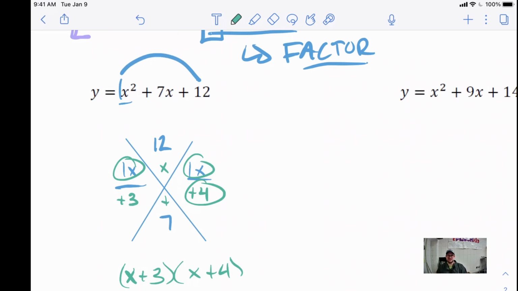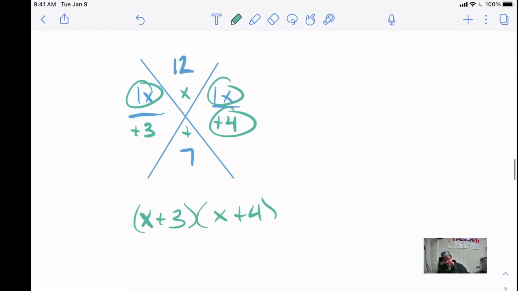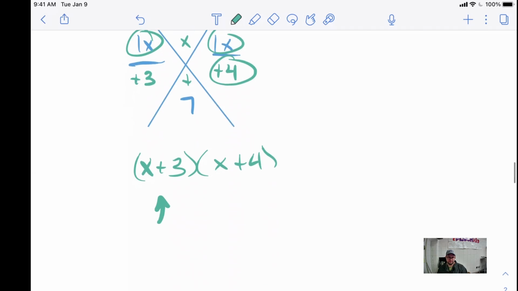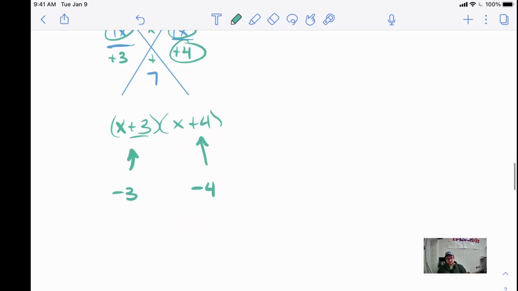Now the last part of this problem is maybe where it gets the trickiest. What you need to do is look at this and say, what's the opposite of a positive 3? Well, of course, that's a negative 3. So that's going to be one of our answers. And for this one, what's the opposite of a positive 4? Well, negative 4. So once you get that far, you just need to write negative 3, 0, and negative 4, 0. And you're going to be done, just like that.